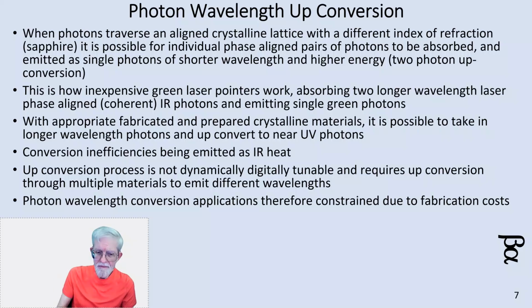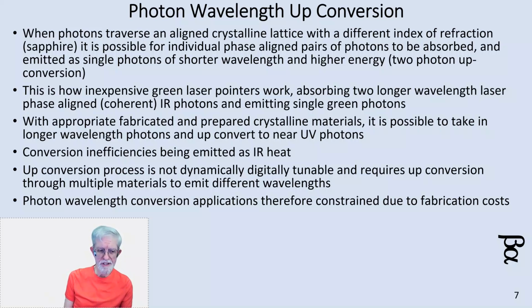But that upconversion is not dynamically or digitally tunable, and it requires you to custom make materials in order to get higher wavelengths. But it doesn't stop at one level. If you make an upconversion of a specific kind of crystalline material, you can boost it above green and get almost to ultraviolet. So you can start with an infrared laser, put it through the right kind of crystalline material, cut it just the right angle, and instead of getting green, you can get a very specific blue called royal blue that is very close to being ultraviolet.